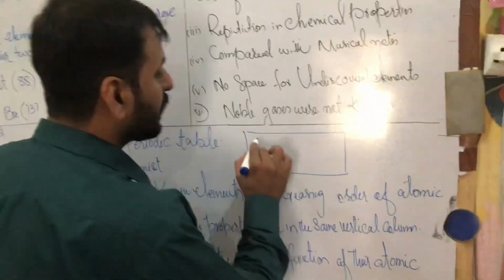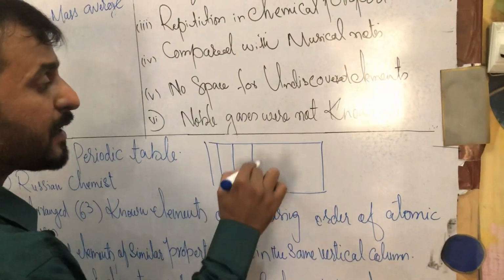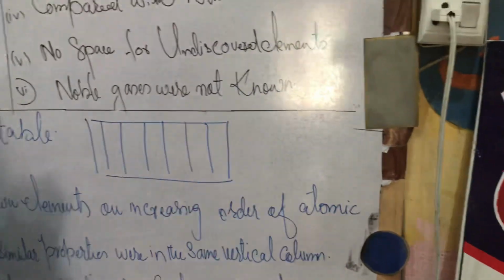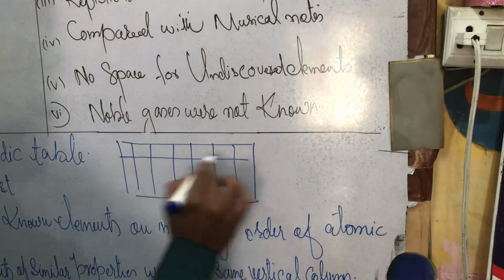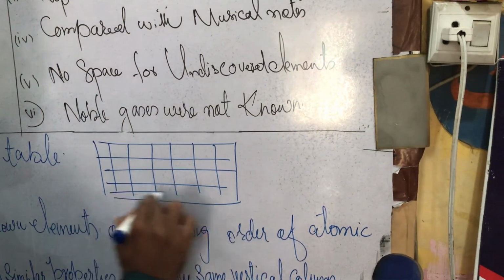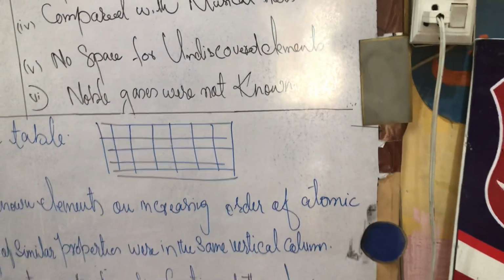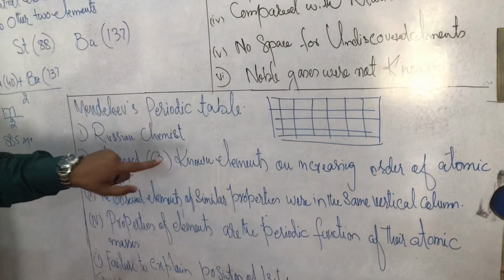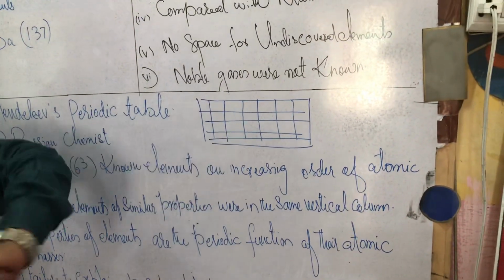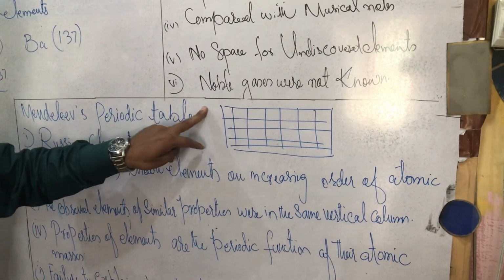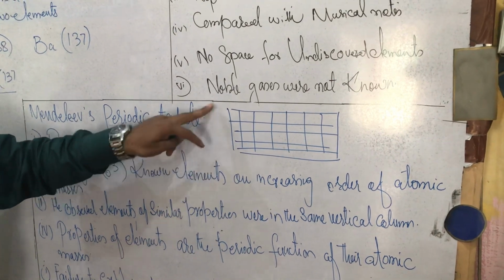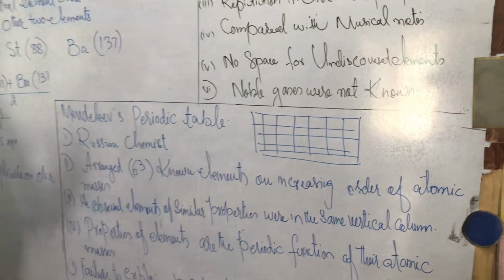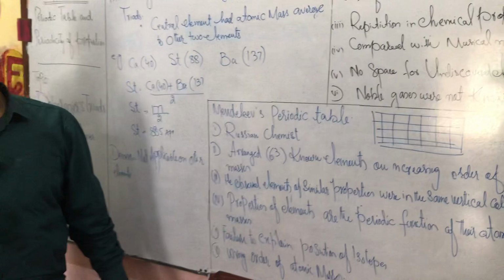This is the periodic table. The vertical lines are named columns, and the horizontal lines are named periods or rows. When he arranged 63 elements on the basis of increasing order of atomic masses, he observed that elements with similar properties came in the same column, having similar chemical properties.